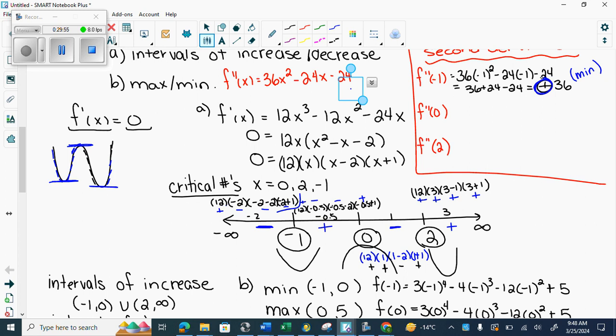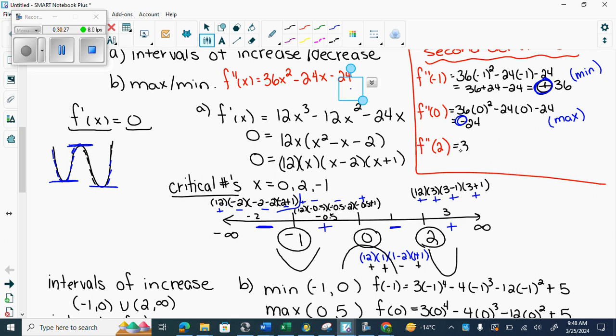Okay, if I plug in 0, I'm going to get 36 times 0 squared minus 24 times 0 minus 24, which is 0, 0, minus 24, which is negative 24, which is a negative sign, which means it's a what? Maximum. And it was a maximum. Yeah, it's the opposite of what you think.